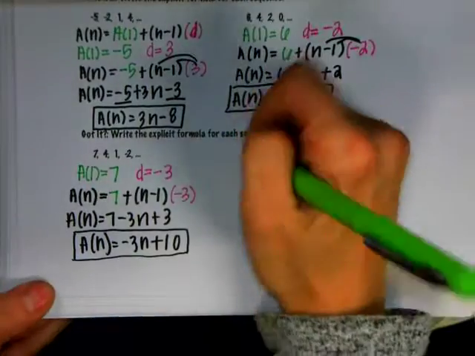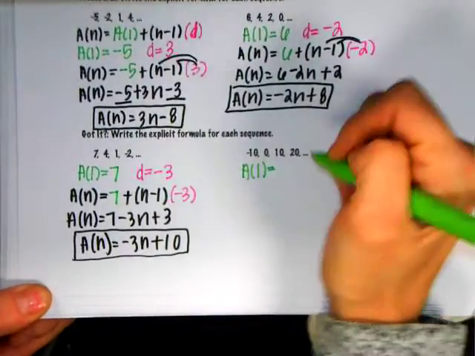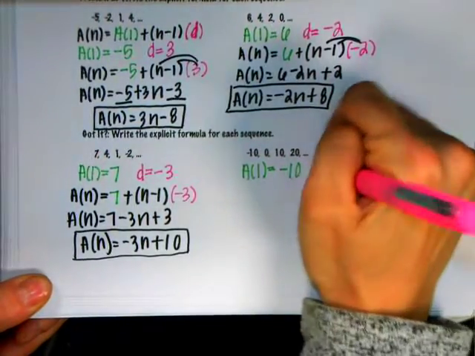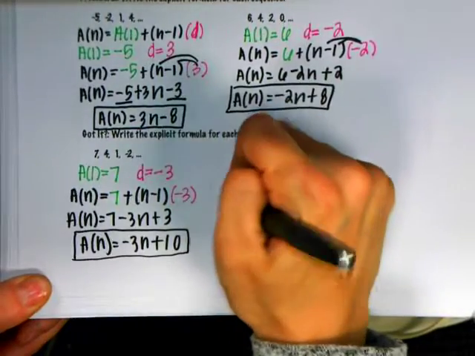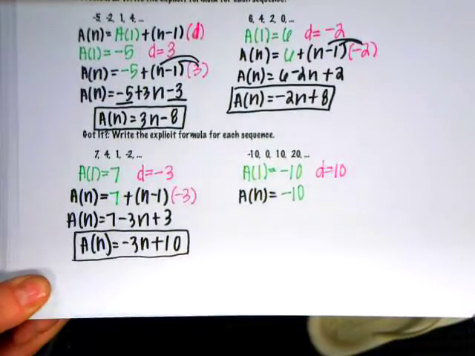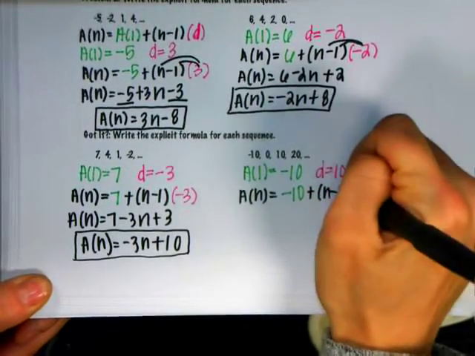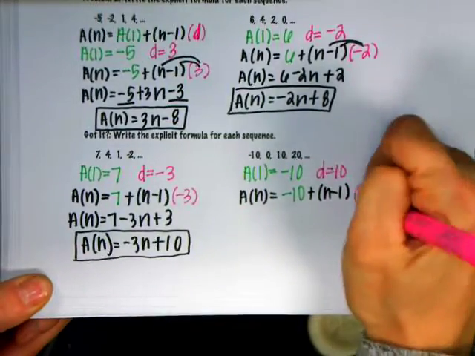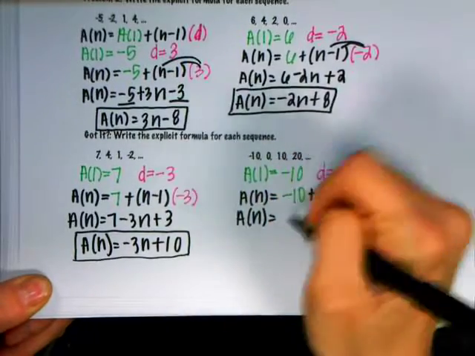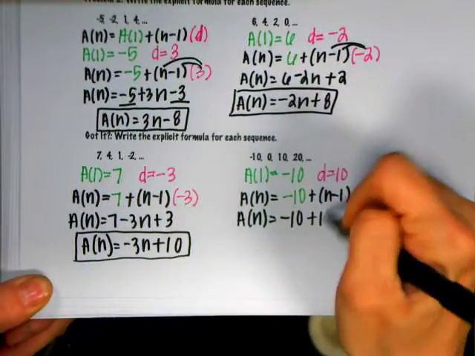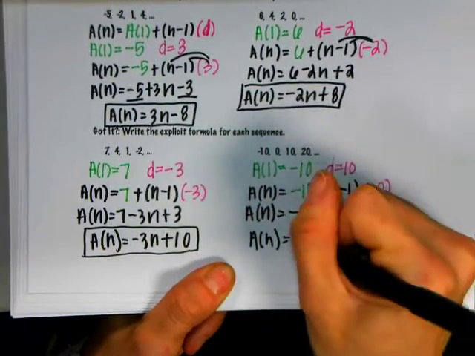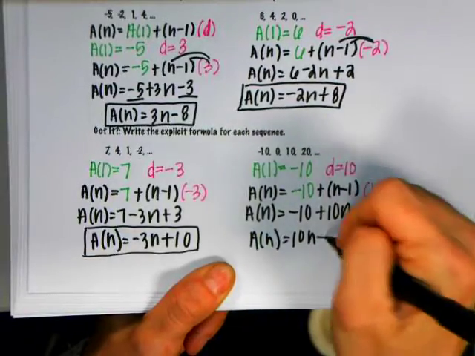All right, first term on this one is what? -10. And then common difference. A of n equals -10 plus n minus 1 times your common difference of 10. So A of n equals -10 plus 10n minus 10. And then when you combine like terms, you get 10n what? Minus 20. Yep.